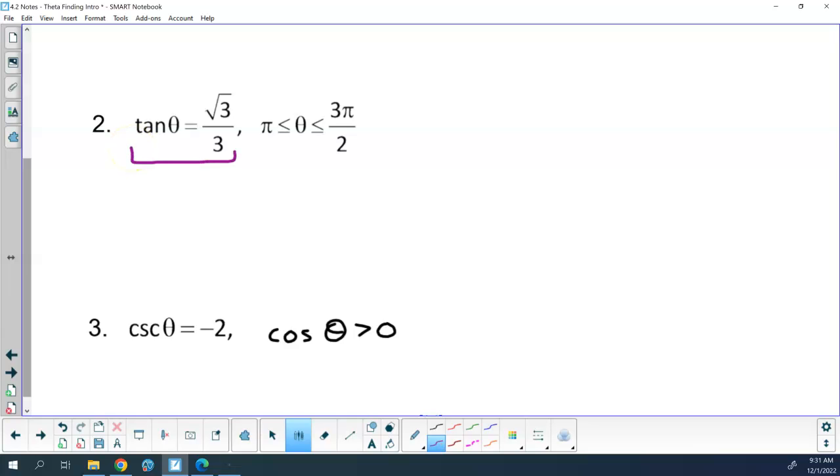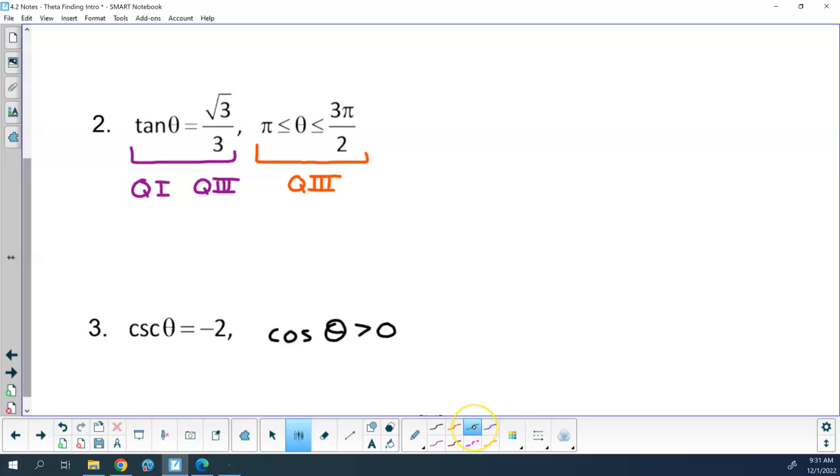Where is tangent positive? Two quadrants. 1 and 3, yep. Which quadrant is represented here? That's 3, right? So I'm in quadrant number 3. I want my tangent to be the square root of 3 over 3. So my choices are either 7 pi over 6 or 4 pi over 3.